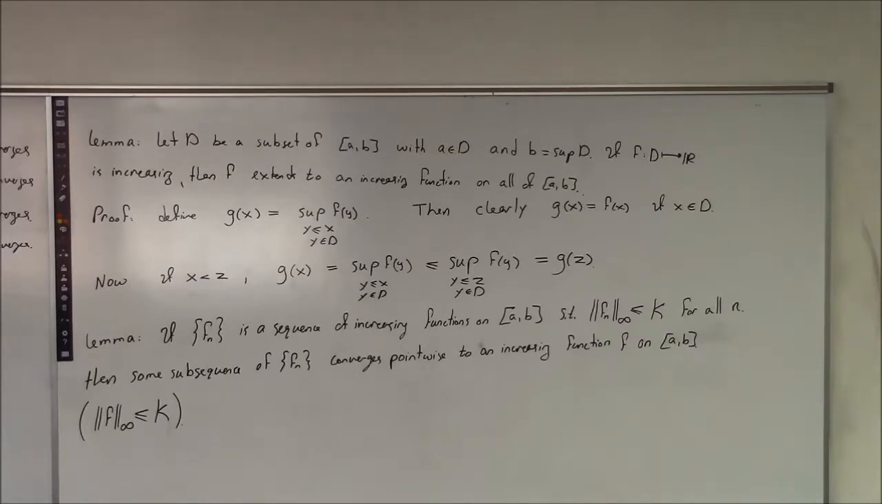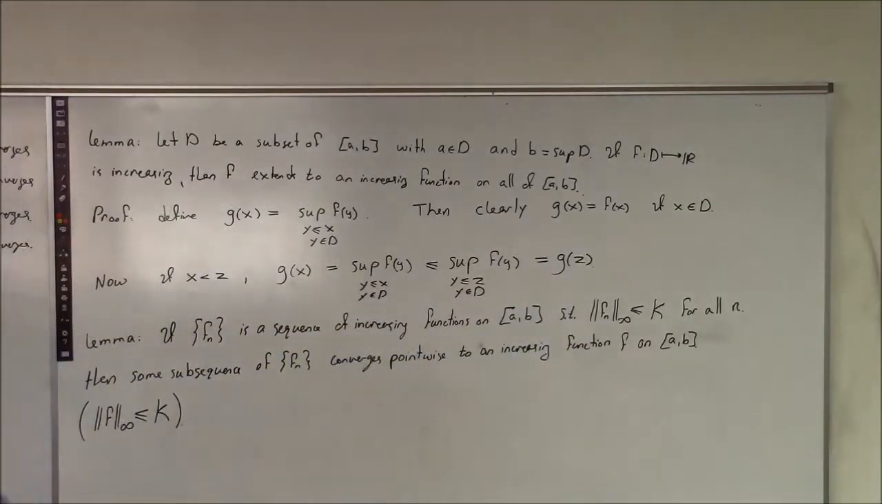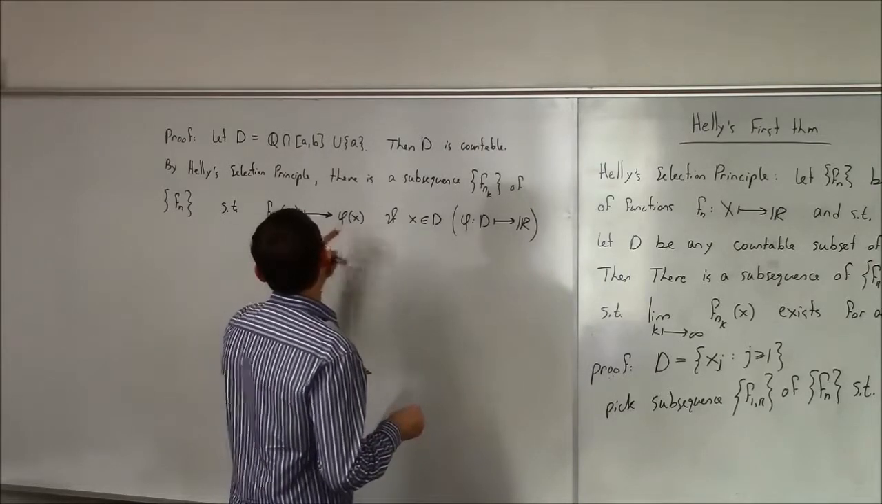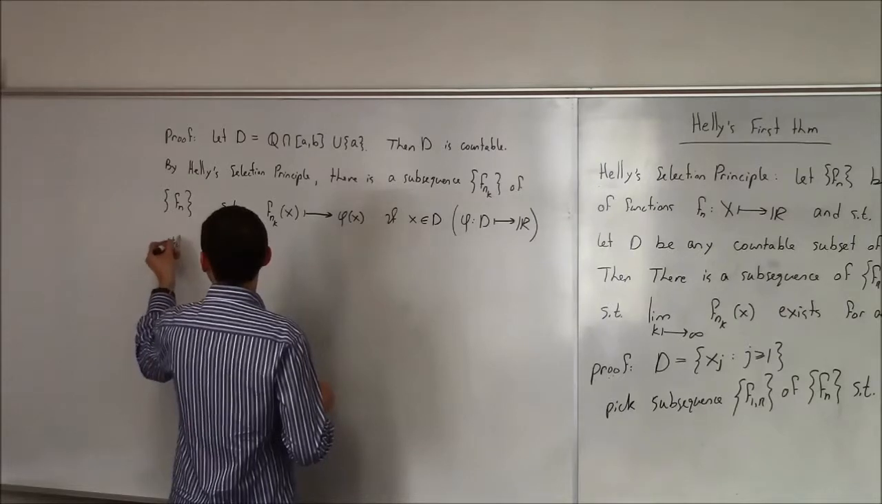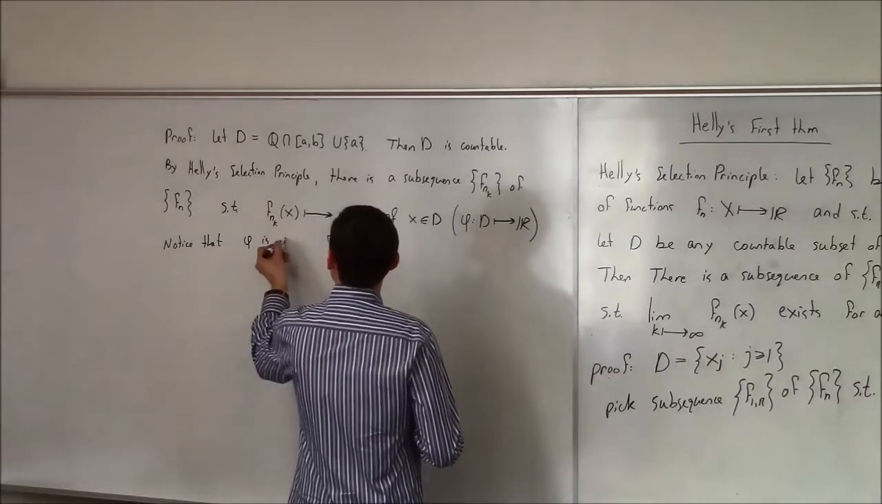So in other words, we are saying that phi is a function from D to R. What we have is simply a uniformly bounded sequence. If it's uniformly bounded, it has some subsequence that converges on the countable set that we picked. In fact, we picked a dense set. So what can we say about this function phi? Notice that phi is increasing.